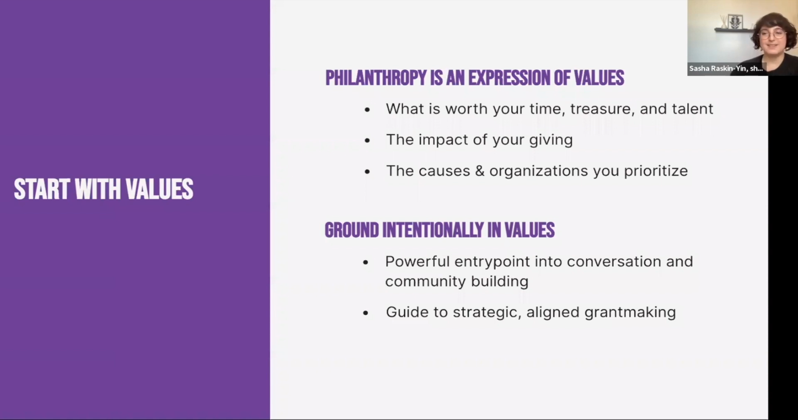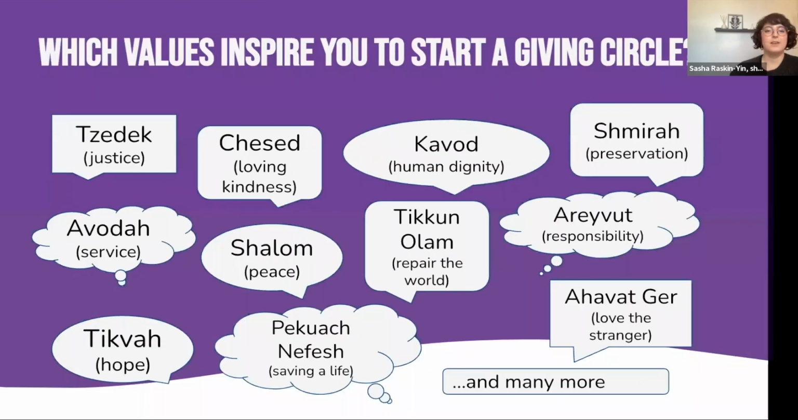So we're going to practice together now. In front of you is a totally incomplete list of Jewish values. Take a minute to read through them and consider which values inspire you to start a giving circle. Write down those 1 or 2 values, and you can do this in your giving circle worksheet or on a piece of paper. Consider, what do the values you wrote down look like in practice? What could it inform? How can it inform your giving circle design?